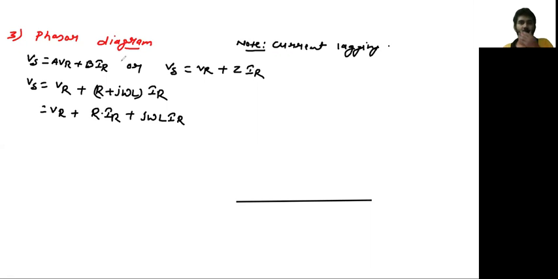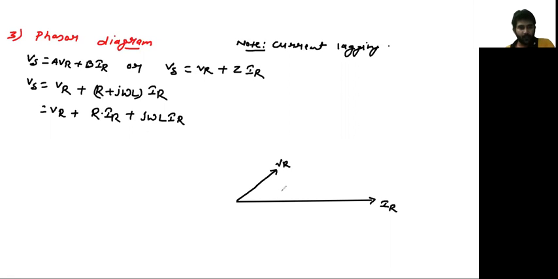So we have to choose the base first. We can choose between current or the voltage. Let's suppose we have chosen the base as the receiving end current IR. If the current is lagging, the voltage will be somewhat here. This is supposed to be VR because current is lagging. So in the anti-clockwise direction, the voltage will be upside.